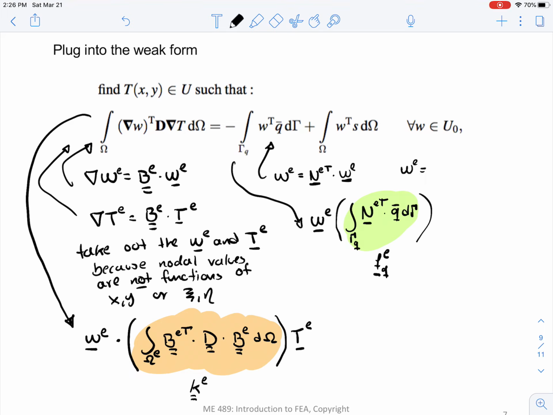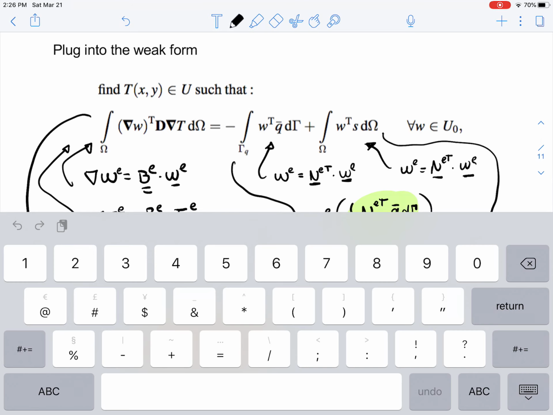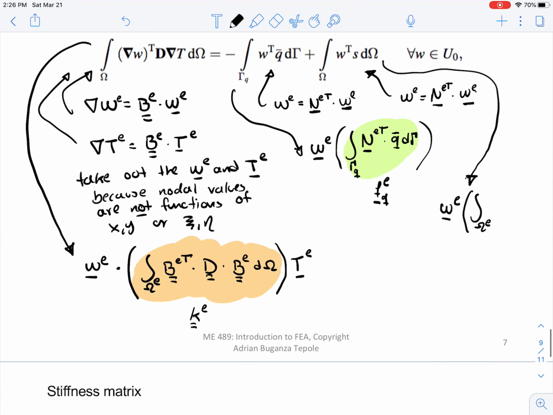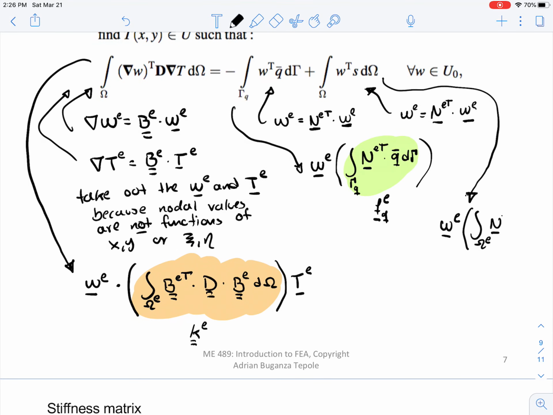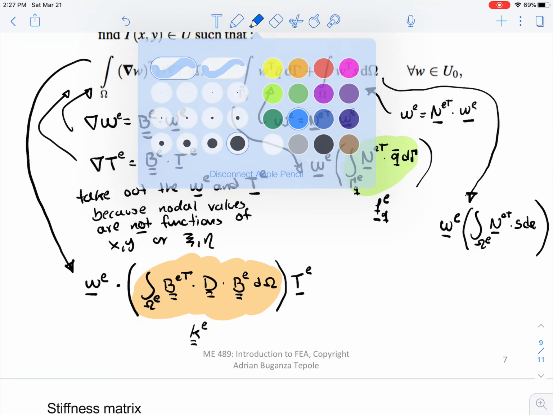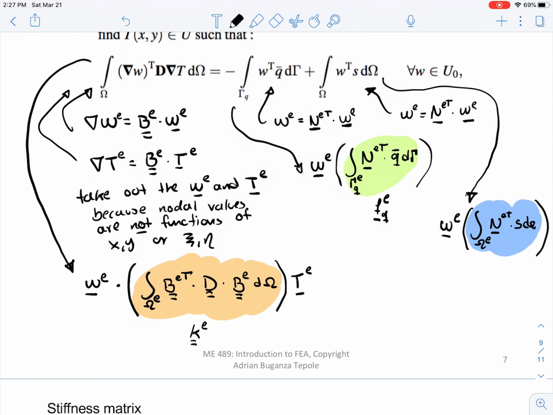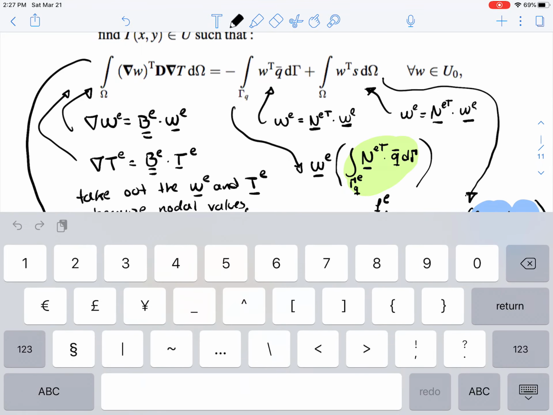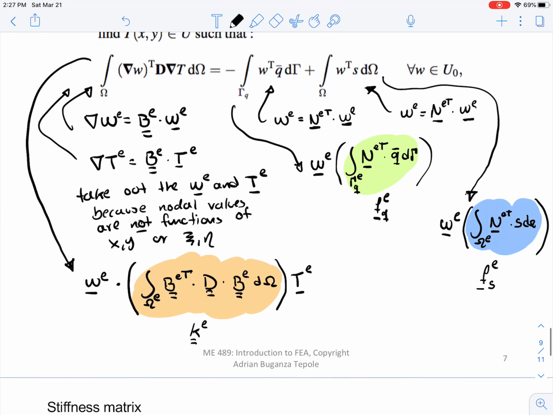And finally, if we have w^e equals N^e transpose times the vector of nodal values w, and we plug that into this integral, then we can again take out the vector of the nodal values, and what we end up with in the integral is the vector of shape functions times the source term integrated over the domain of the element. I should say this is the part of the boundary corresponding to the element. And so this integral is going to give us the force vector of the source term.